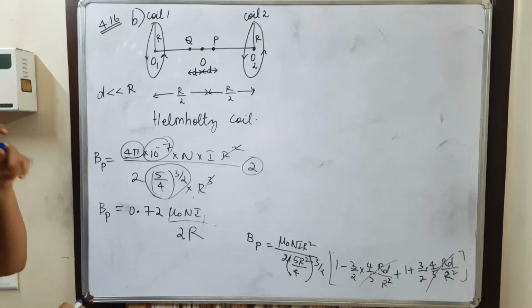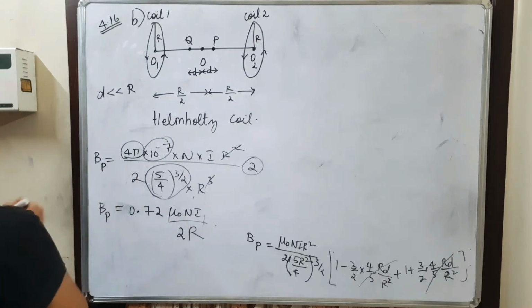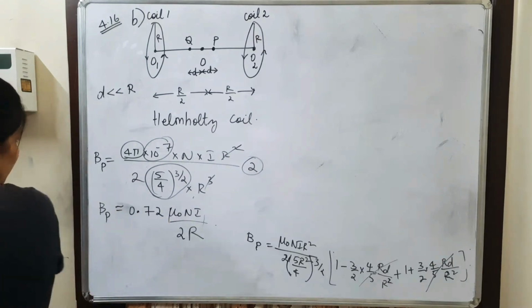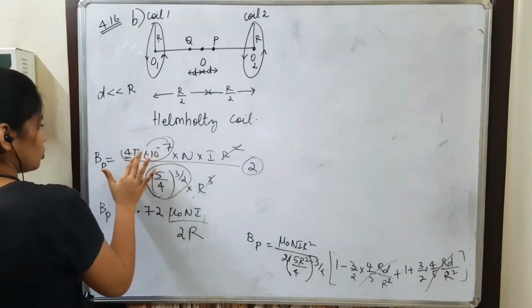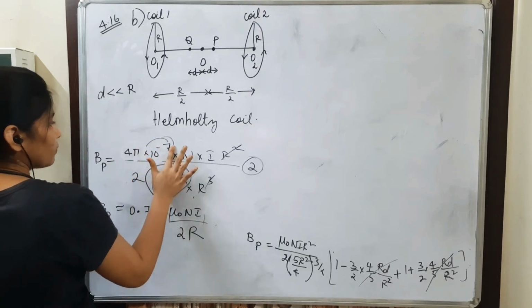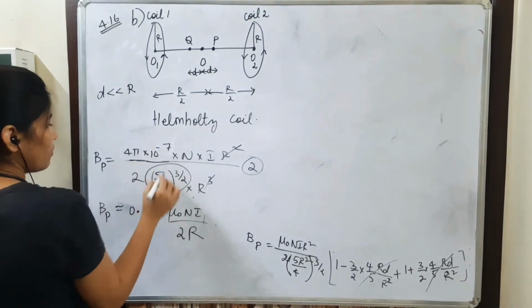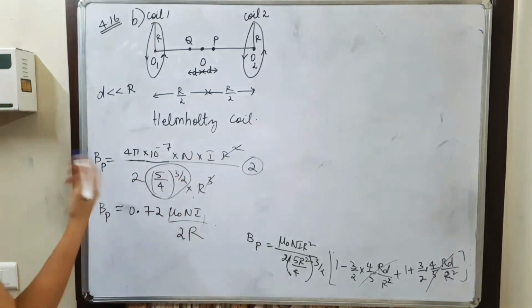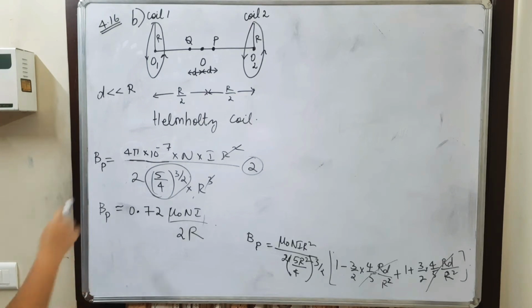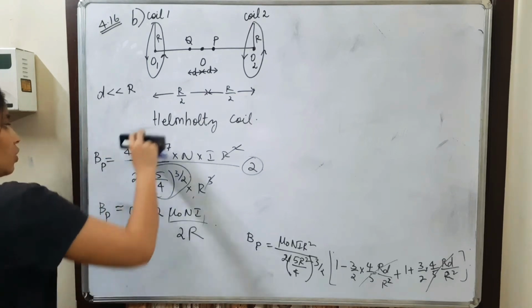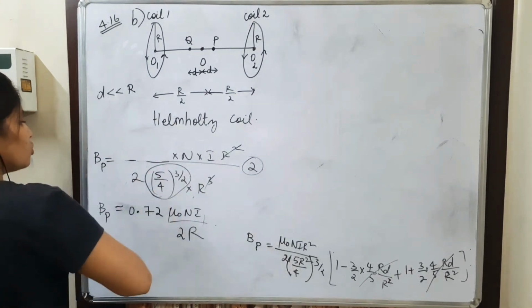Oh, sorry, μ₀ is not included. So just a small mistake. This 4π × 10^-7 isn't included. So you just have (5/4)^(3/2) into 2. That's all we have to do, and the rest is just given directly in the question. So this is what we have to prove in the question.